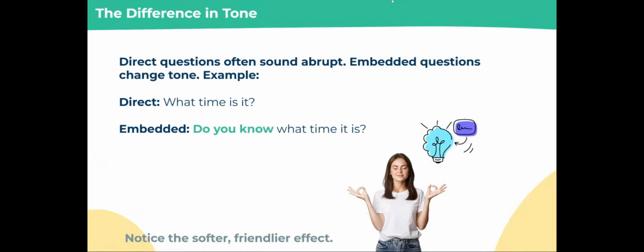The difference in tone. Now, direct questions often sound abrupt, and embedded questions change tone. For example, what time is it? Very direct. It sounds abrupt. Embedded: do you know what time it is? Notice the softer, friendlier effect.